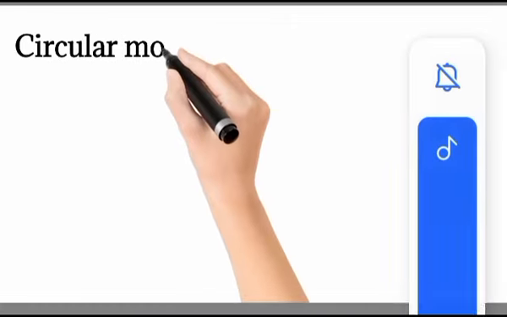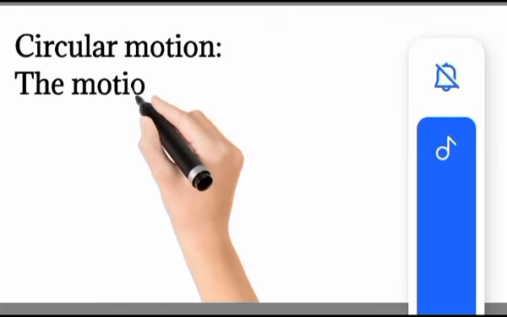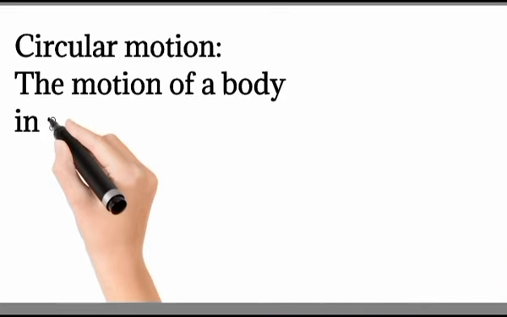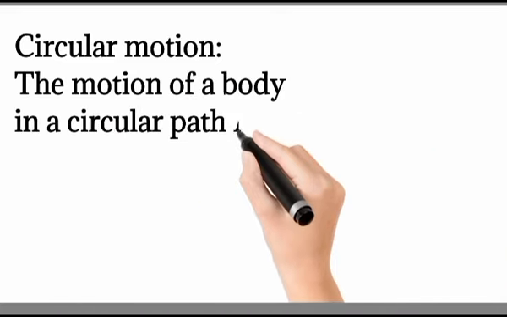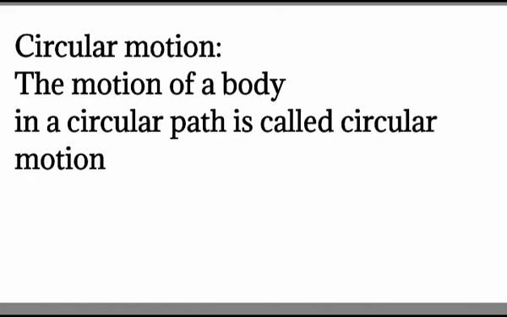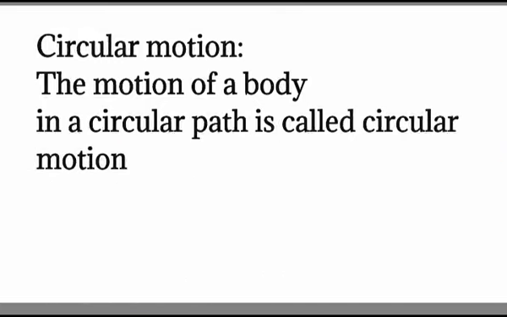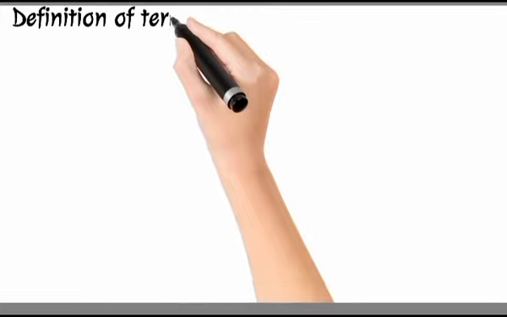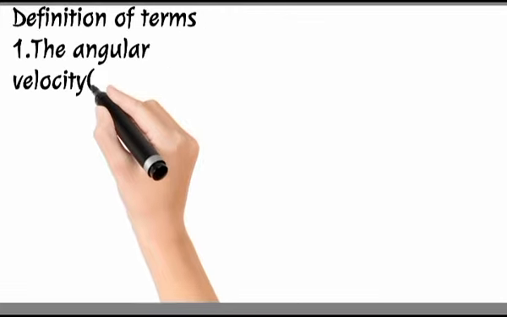In this video today, we'll be looking at a brief summary of circular motion. The motion of a particle in a circular path is called circular motion. The motion of a particle in a circular path with uniform velocity is known as uniform circular motion.